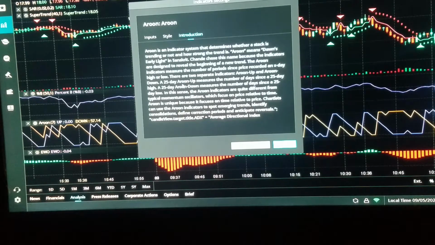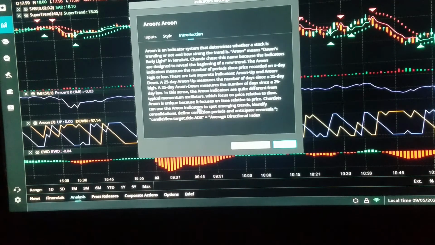A 25-day AROON up measures the number of days since a 25-day high. A 25-day AROON down measures the number of days since a 25-day low. In this sense, the AROON indicators are quite different from typical momentum oscillators, which focus on price relative to time. AROON is unique because it focuses on time relative to price.